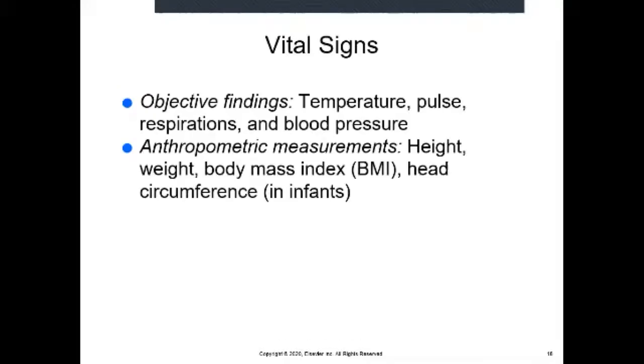So what are vital signs? They are objective findings such as temperature, pulse, respiration, and blood pressure. Anthropometric measurements are height, weight, body mass index, which is BMI, and head circumference, and that's for infants. You're going to be learning about vital signs and how to input those in your SIMS charts in EHR exercise 5-9.